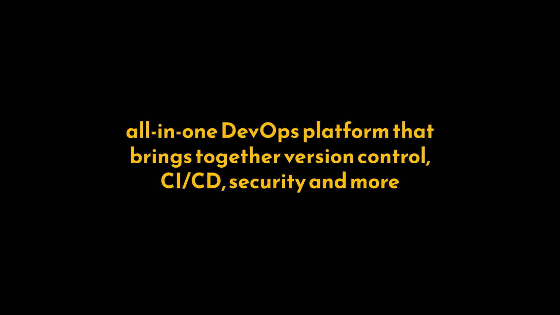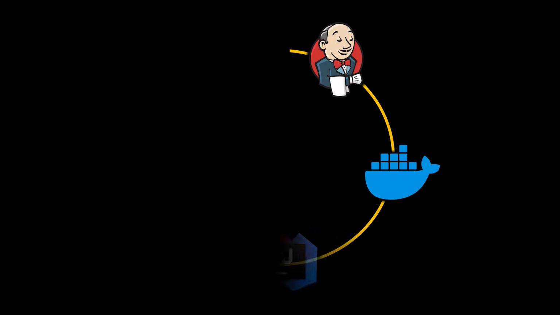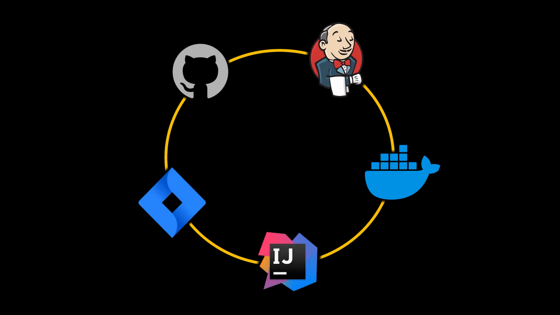GitLab is an all-in-one DevOps platform that brings together version control, CI/CD, project planning, security, and even Kubernetes integration under a single application. Instead of juggling tools like GitHub, Jenkins, Jira, Docker Hub, and more, GitLab lets us do everything in one place, from writing code to shipping it live.